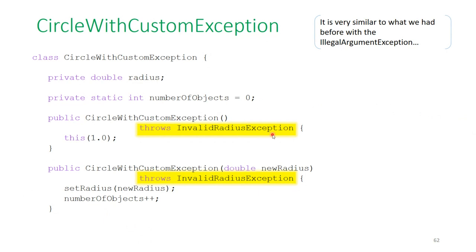So here's my circle with custom exception class, the radius, the number of objects. Here's the constructor. The constructor potentially throws an invalid radius exception. Why? Because I'm calling the other constructor. That other constructor also throws invalid radius exception. That's why I have to declare it here, because when I call it, it may throw it. Why is this one obligated to declare things here? Because it calls set radius.